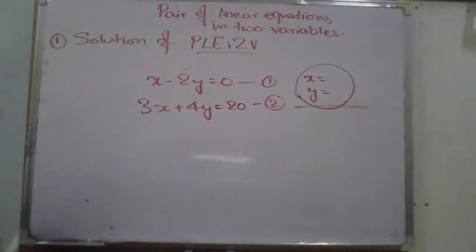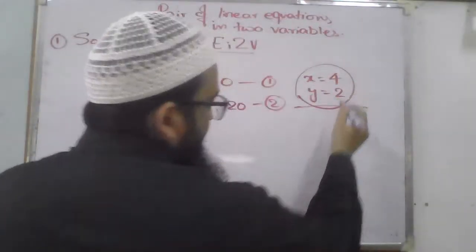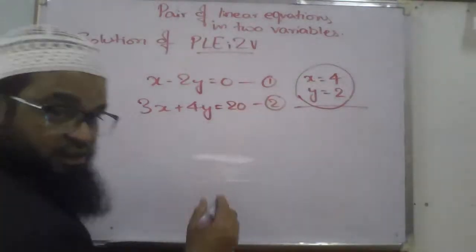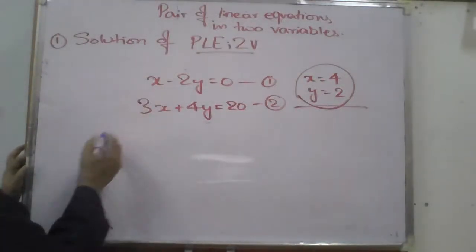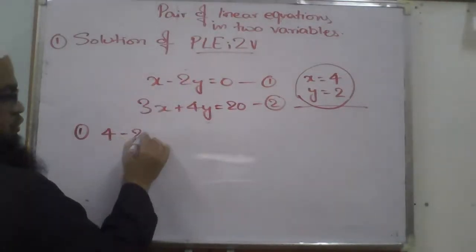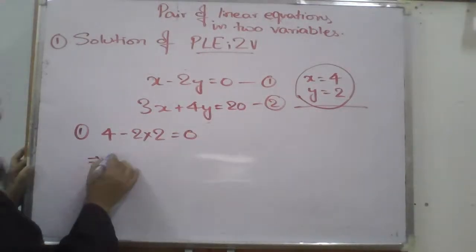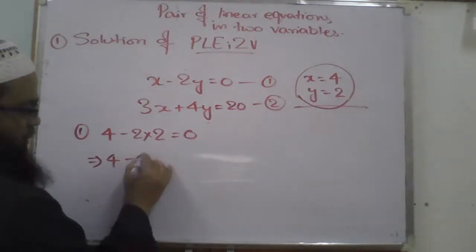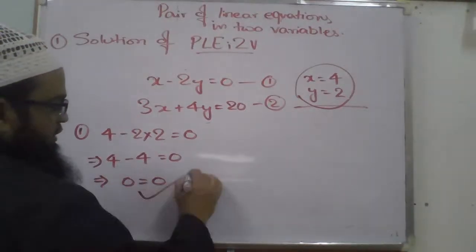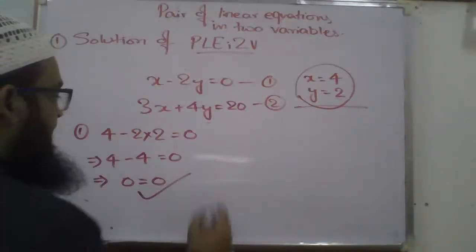In place of this, if we take x is equal to 4 and y is equal to 2, is it right? Now let us see. It is a textbook problem. Substitute in the first equation: 4 minus 2 times y, which is 2, is equal to 0. 4 minus 2 2s are 4 is equal to 0. That implies 0 is equal to 0. So it is satisfied. That means left hand side is equal to right hand side.